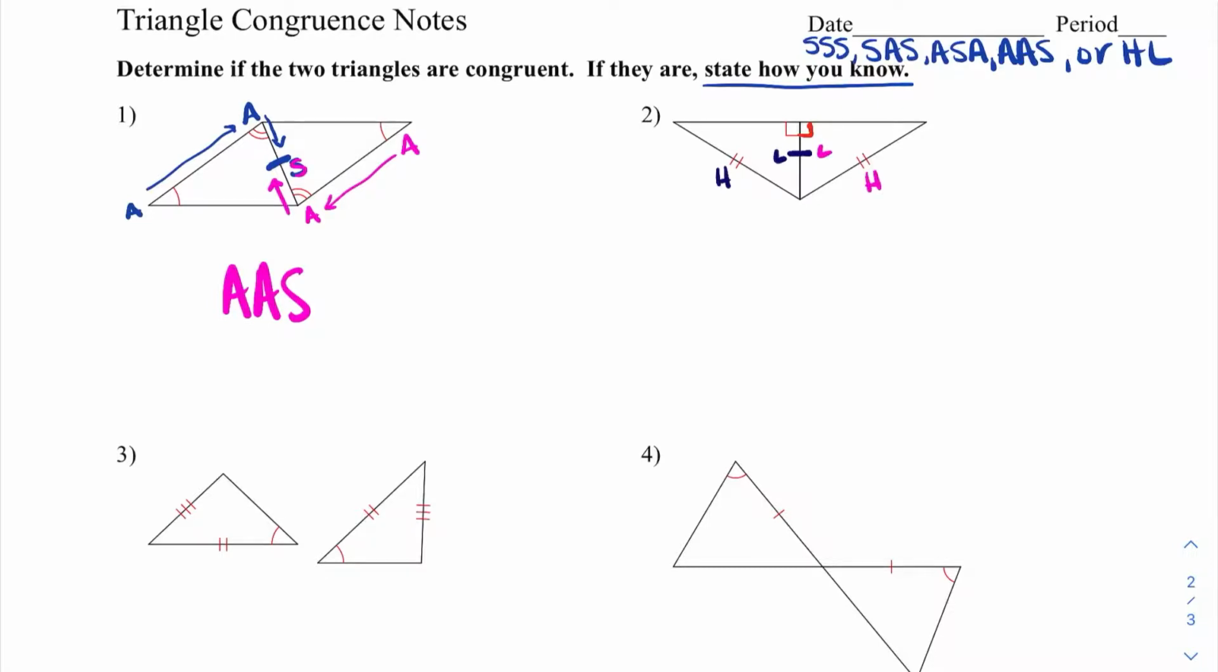And the same thing in the right-hand triangle. So these two triangles are congruent, and they're congruent by HL.